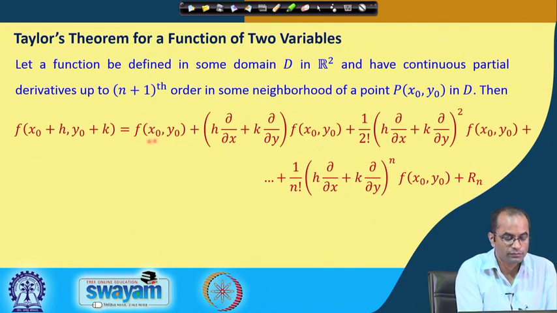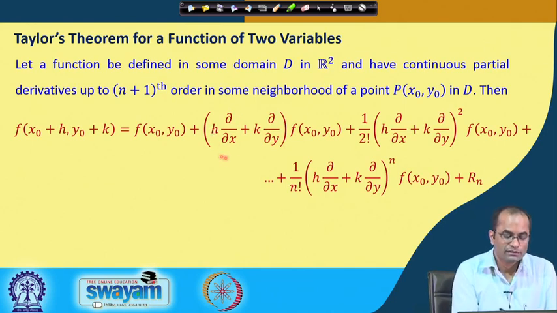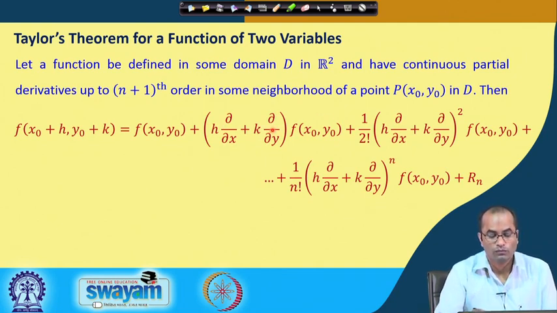So, f of x 0, y 0, and then these are the first order terms. Now, we have the partial derivatives. So, these are the first order partial derivatives. So, h with the partial derivative with respect to x, and with k the partial derivative with respect to y, and then we have 1 over factorial term similar to the single variable case, and then here we have the higher order terms. So, we will get in the proof now what we mean by this h times the partial derivative with respect to x plus k times the partial derivative with respect to y, and then whole square.